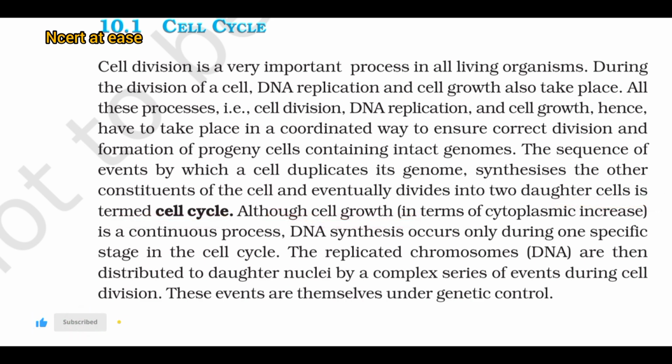Although cell growth in terms of cytoplasmic increase is a continuous process, DNA synthesis occurs only during one specific stage in the cell cycle. The replicated chromosomes are then distributed to daughter nuclei by a complex series of events during cell division. These events are themselves under genetic control.